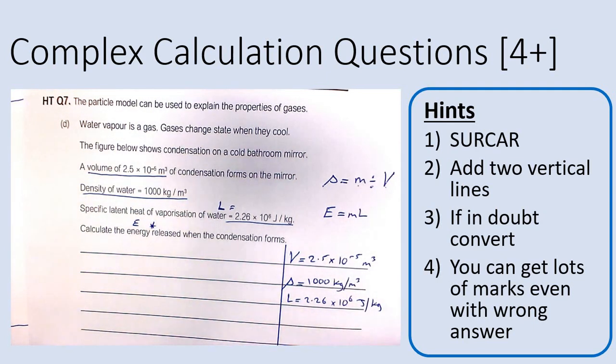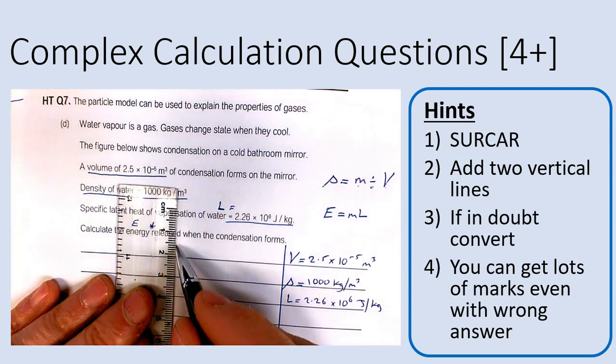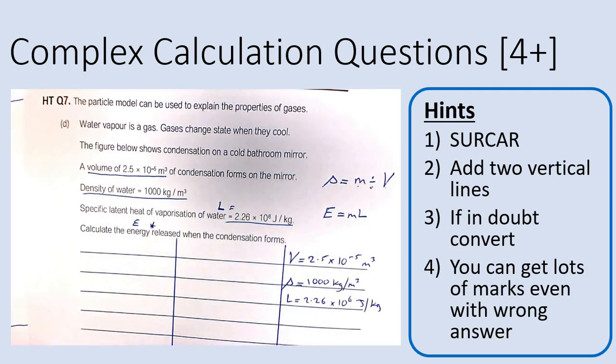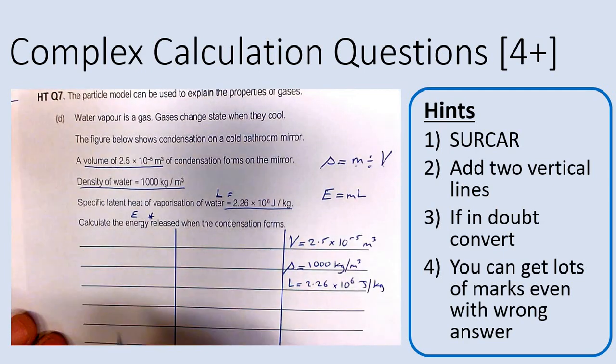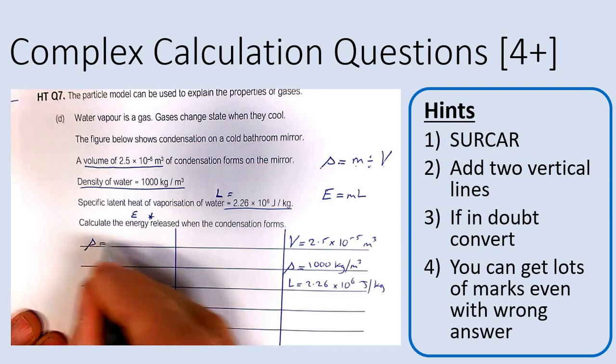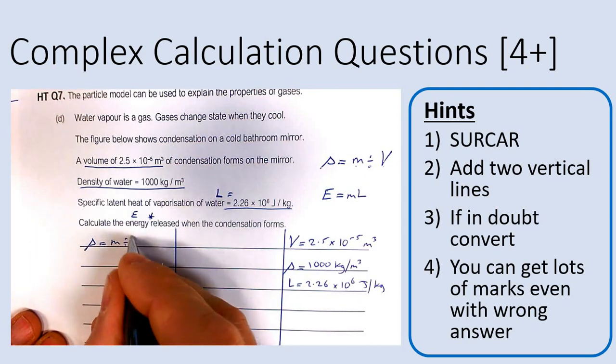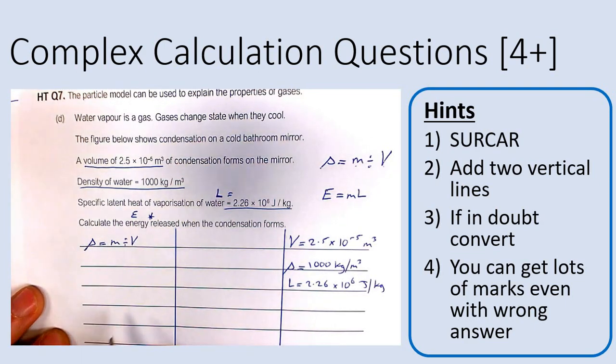Right, I'm going to do two calculations here, one to find out what the mass is, and then one to find out what the energy is. So I'm going to split my area up into two. The first side I'm going to look at, density is mass divided by volume. I need to find the mass here. So I've written a formula.